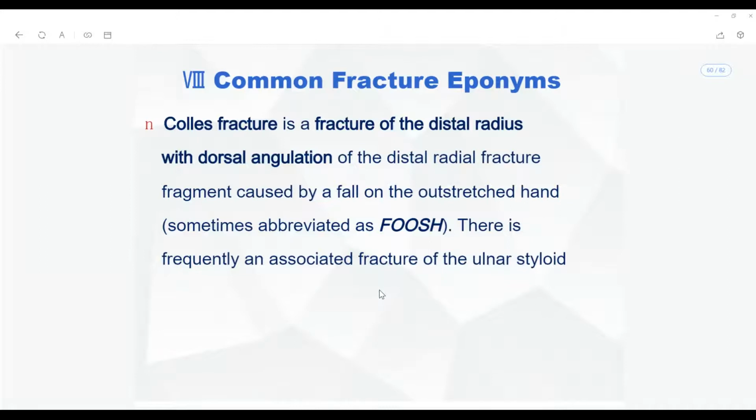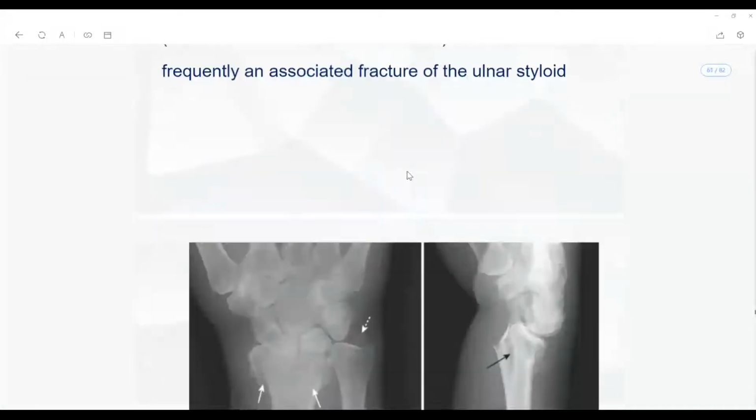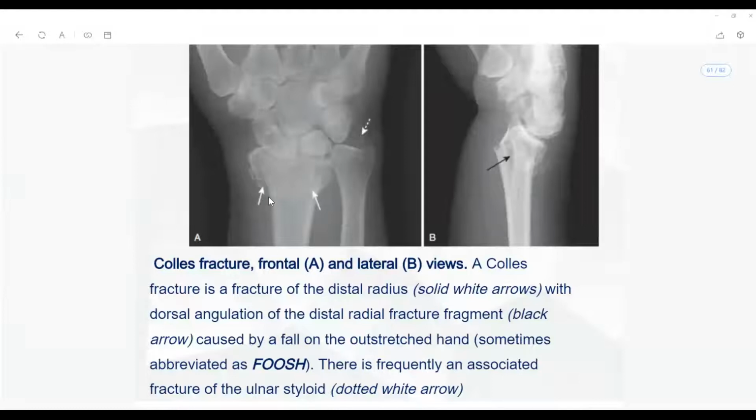So how can you define the Colles fracture? Colles fracture is the fracture of the distal end of the radius with dorsal angulation, associated with a fracture of the ulnar styloid process. You see here there is a stepping of the cortex along the distal end of the radius. This is the right hand we are looking at. There is a fracture of the distal end of the radius, and the styloid process of the ulna is fractured. So this is a classical Colles fracture, as simple as that.